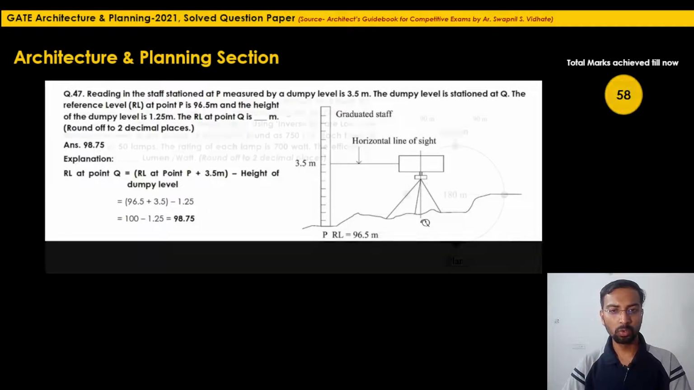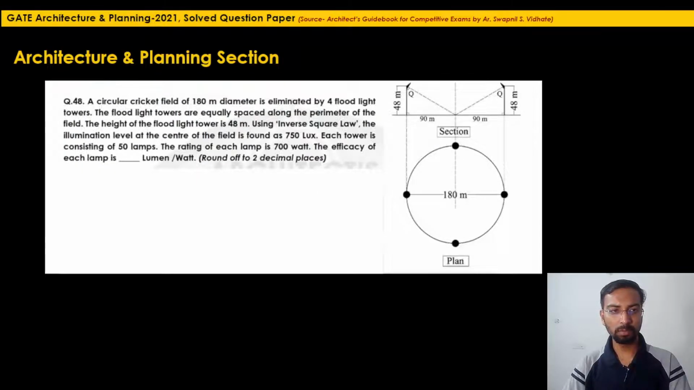Okay, let's go to the next numerical example. Question 48. It is saying a circular cricket field of 180 meter diameter. Okay, we will draw the figure. This is a circular field having 180 diameter, illuminated by 4 floodlight towers. Okay, 4 floodlight towers, just like a stadium kind of thing. The floodlight towers are equally spaced along the perimeter of the field.